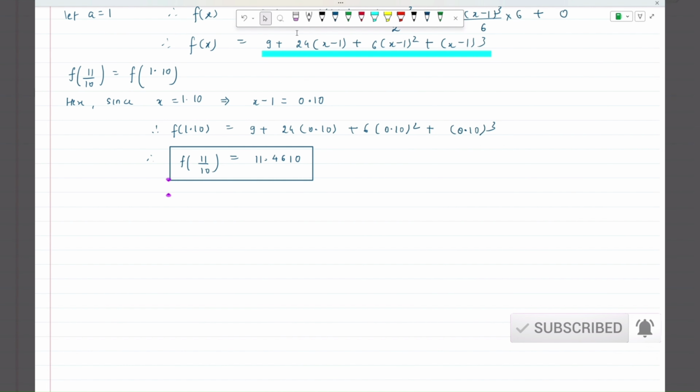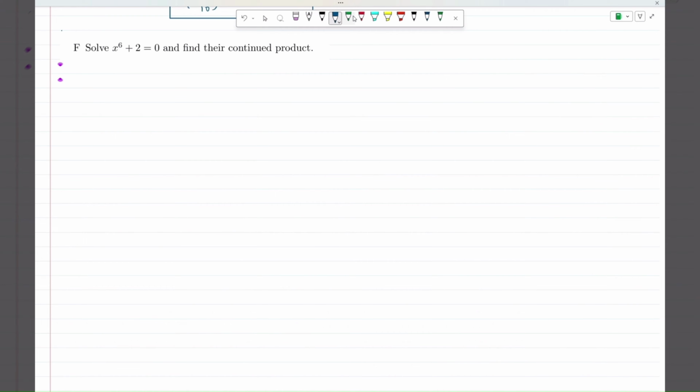Now let us head to the next sub question, which is 1F. We are given a degree 6 equation x raised to 6 plus 2 equals to 0. We are asked to solve and then further find their continued product. By this part means the continued product of the roots. So let's get started.